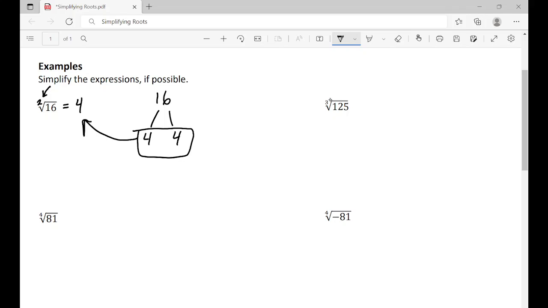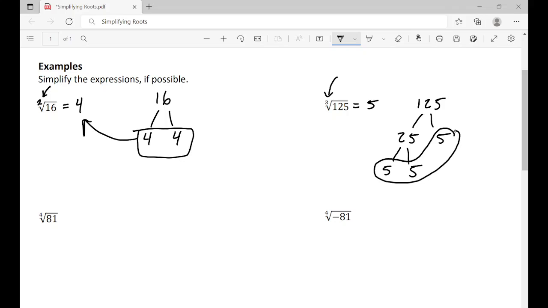So when we go to the cube root of 125, that answer is actually just 5. Now again, you can break it down, and 125 is 25 times 5, and 25 is 5 times 5. So we can look here and see that this is a cube root, so we're looking for essentially 3 of a kind. So since we have 3 5s, the cube root is 5.